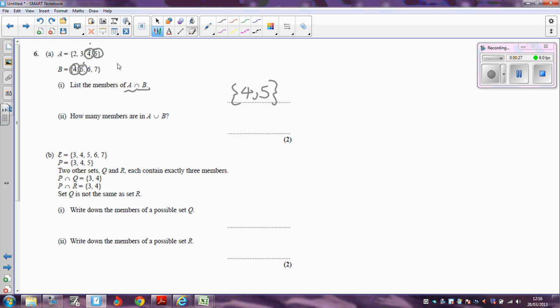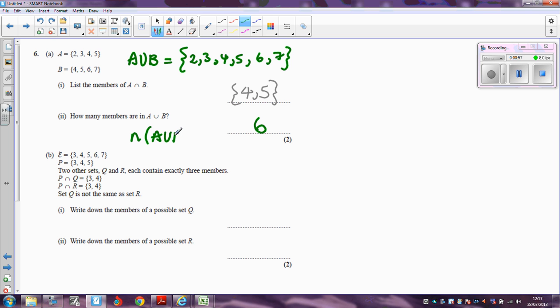Question then says, how many members are in the union of A and B? Now, to find the union of A and B, let's do that first. A union B means I look at the two sets and I make a list of everything that I can see, everything that's in one set or the other or both. And I can see that that's going to be 2, 3, 4, 5, 6, and 7. So the number of members of A union B is just 6. I could also write that as n of A union B is equal to 6.